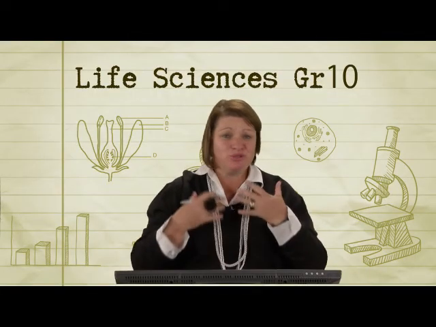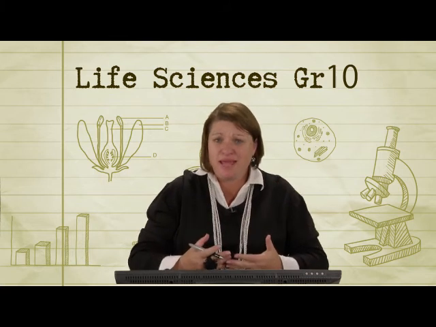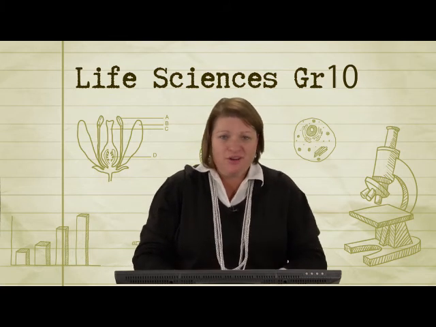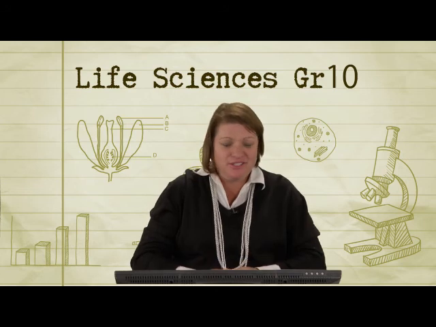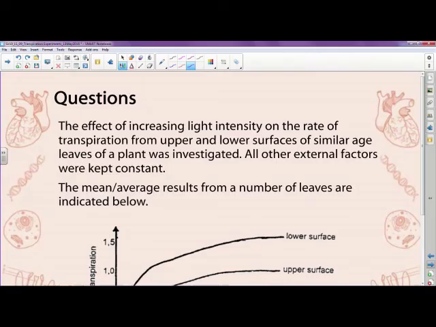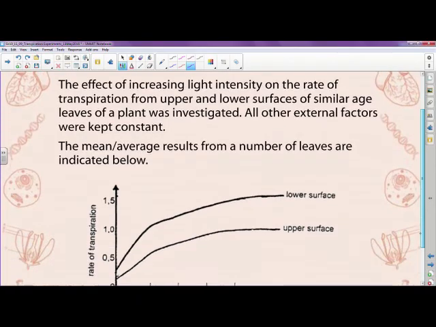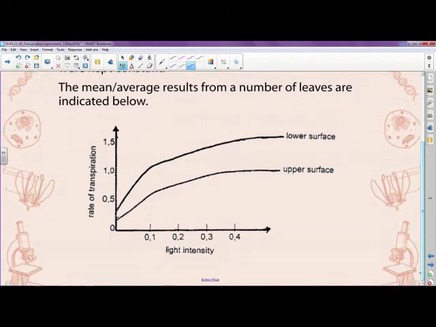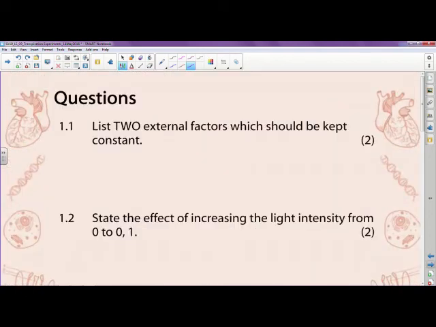Were you able to look at the results from the table and match it to the questions? Right, let's have a look quickly to see how well you did. All right, let's have a look at the graph again. The first question was, list 2 external factors which should be kept constant.